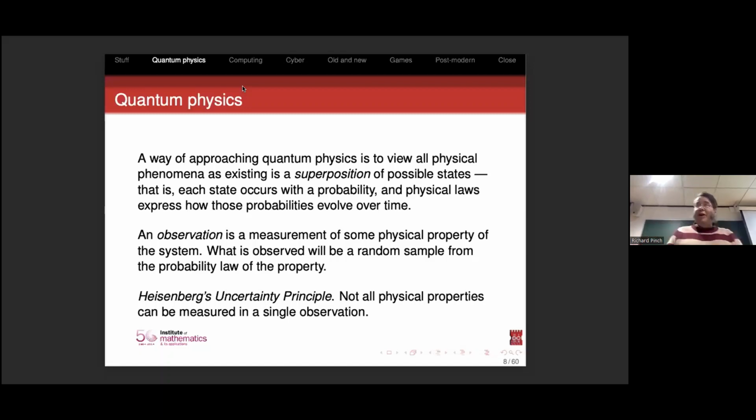So if there's quite a high probability that there's a ball here, and then a second later there's quite a high probability the ball is here, then another second later there's quite a high probability that the ball will be here. That is a physical law about something to do with conservation of momentum. An observation says you measure some physical property. In other words, you sample from the probability distribution attached to that property. And Heisenberg's uncertainty principle says that not all physical properties can be measured in a single observation. Another way, mathematically, that just says there are certain questions that cannot be asked. Or certain measurements that cannot be made together.